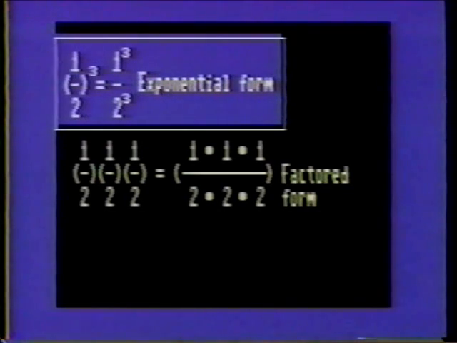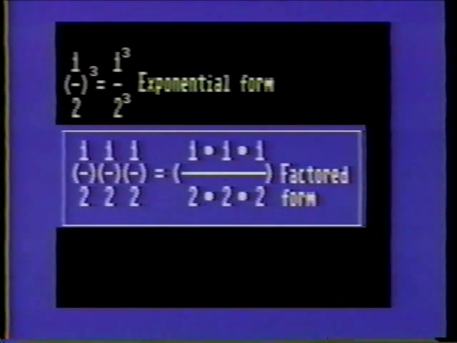1/2 to the third power represents a fraction in exponential form. 1/2 times 1/2 times 1/2 represents a fraction in factored form. The above example can be read in two ways, 1/2 to the third power or 1/2 cubed. Similar cases will be identified as they occur during the lecture.